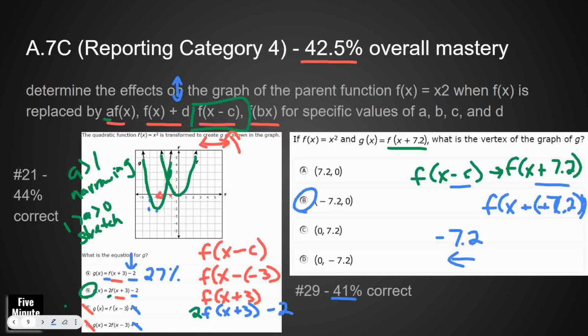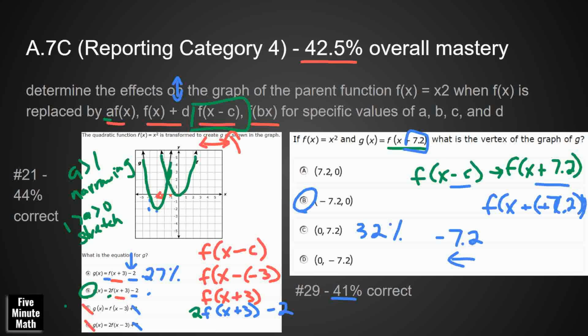And so let's look at that. We've got 32% of our students choosing C, and they simply saw the +2 as a positive shift on the y-axis. So they really weren't sure what was going on, which kind of leads me to believe that our students got A or B correct on 21, not because they knew how the horizontal shift worked, but because with A or B, you could choose it simply because of what's happening in the vertical shift.